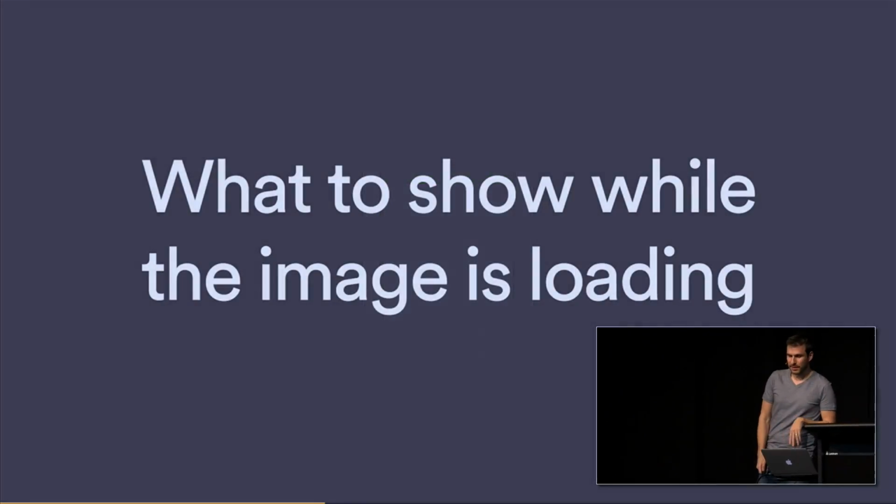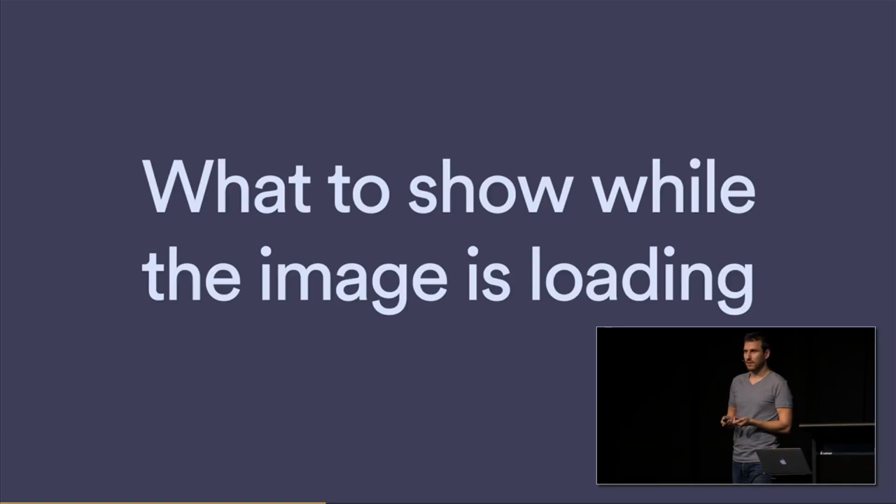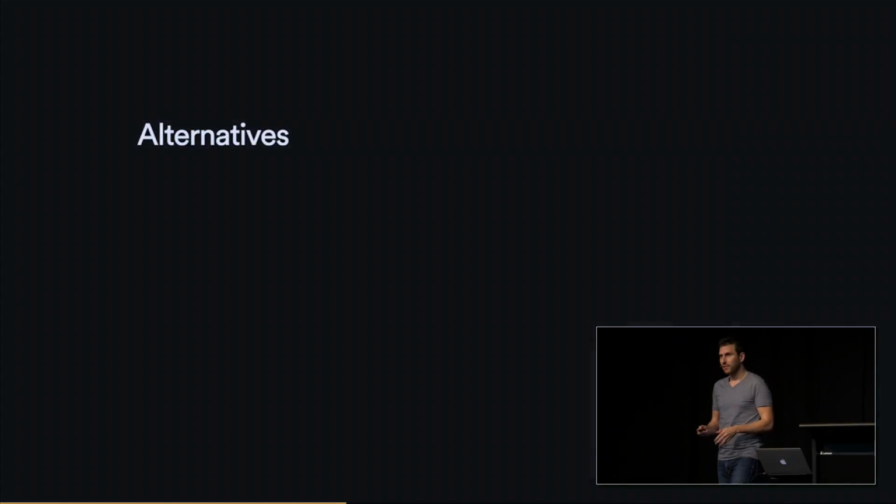Now the interesting thing is, okay, we know we are going to request an image, but what do we show while we are requesting the image? I think that this is really interesting. There are different things that we can do here. The default one is not doing anything at all. We just save the space there. The browser will make a request, and it will come back.